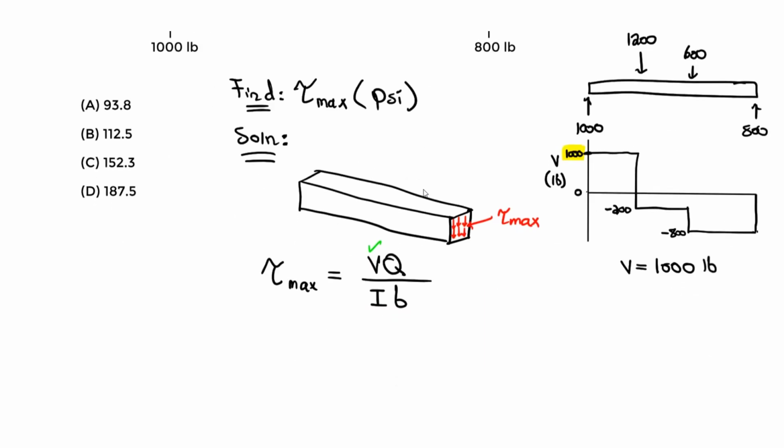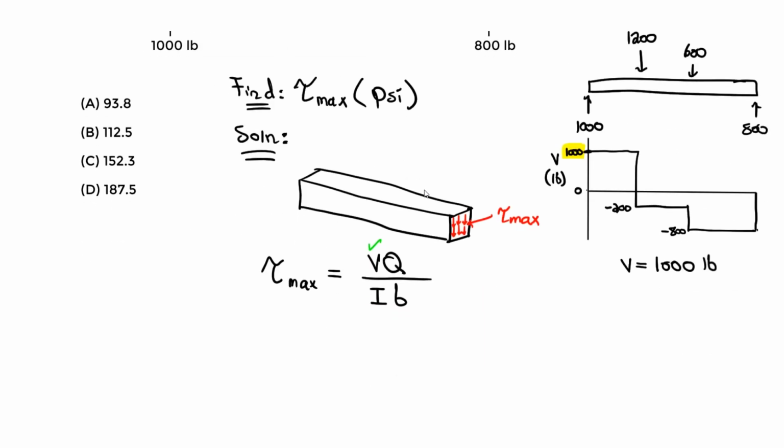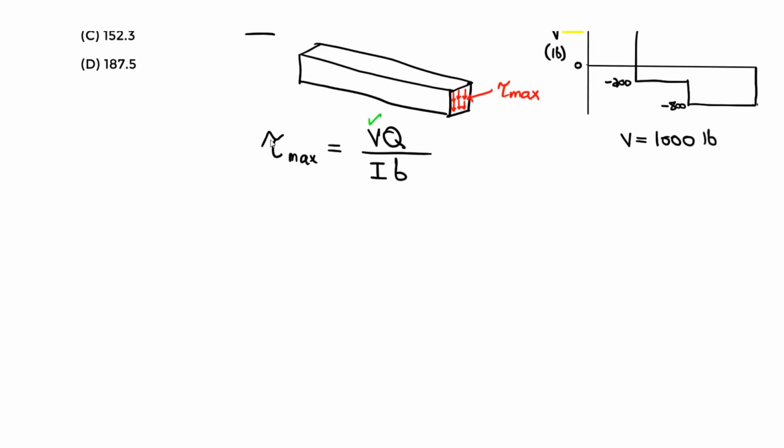Now, we know we need to find Q. In the handbook, it says Q is the first moment of area above or below the point where the shear stress is to be determined. So let's write the equation. It's the first moment of area, A prime times Y prime bar. Be careful with the wording, because it actually tells you what to do in that statement.